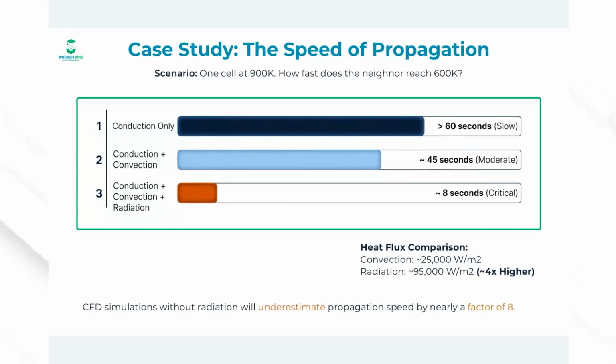So this brings us to the most important factor, the factor of 8. If you neglect radiation in a thermal runaway simulation, you aren't just off by a few percent, you are essentially underestimating the speed of failure propagation by nearly 800%. So you think you have a minute to stop the fire, but physics essentially gives you just 8 seconds.